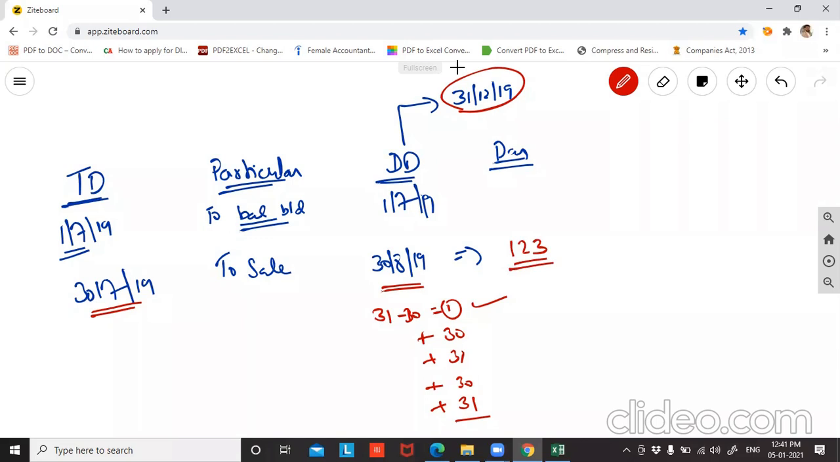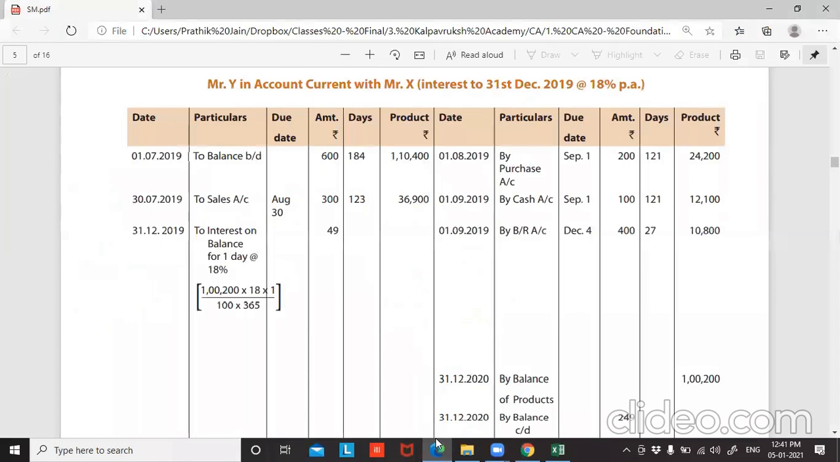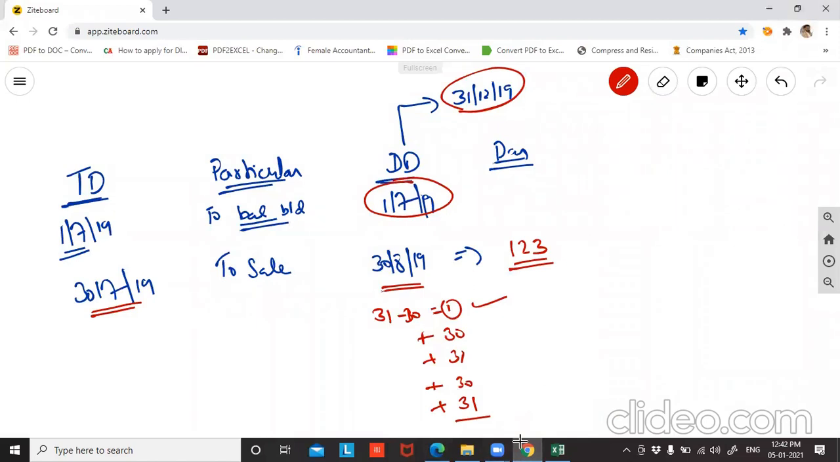Yes, sir. Right. So now it comes to the balance brought down. For this particular transaction, how do we calculate the days? Guys, remember, this is not a particular transaction. This is nowhere a transaction. This is the opening balance, which means the transaction, the amount for which is 600 rupees, has already taken place in the previous period, and the due date also was in the previous period. This is the balance brought down.